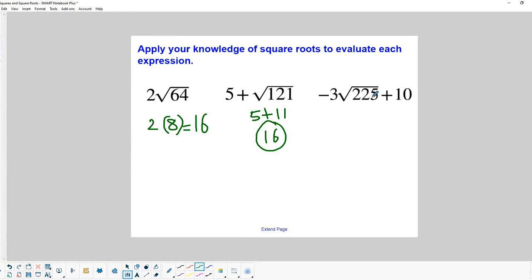So there's that one. On our last little problem here, we've got the square root of 225, which is 15. So now I'm going to multiply by -3. I'm not sure why I put that box around it. I meant to put parentheses. The -3 times 15 is -45. And then we're going to add 10 to that. So -45 plus 10 gives me a net result of -35.